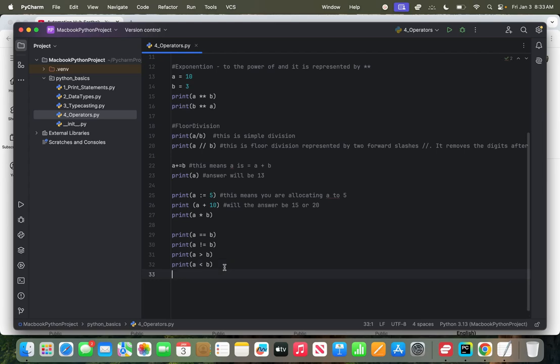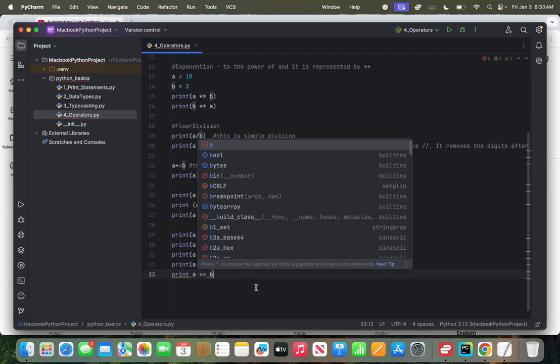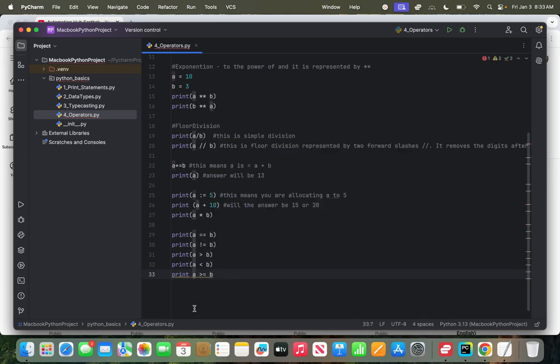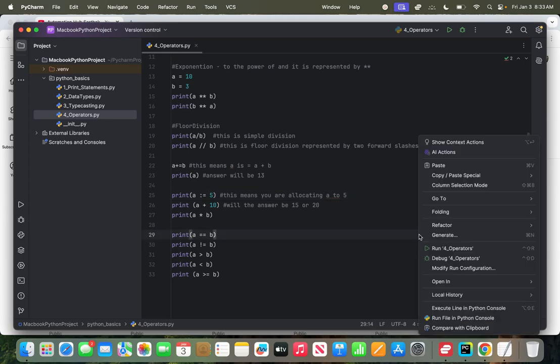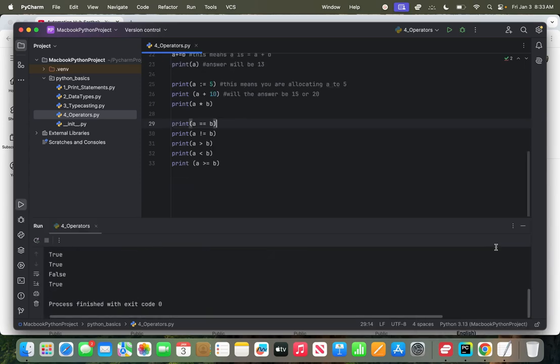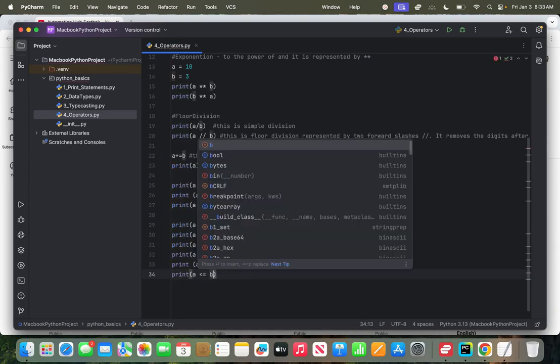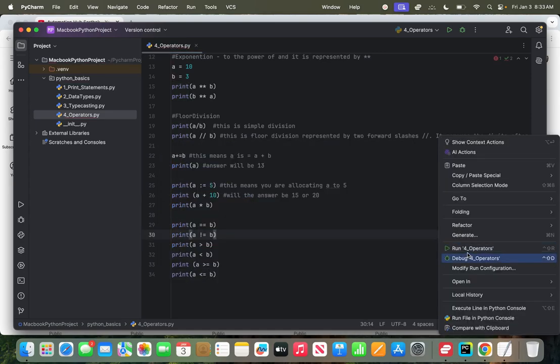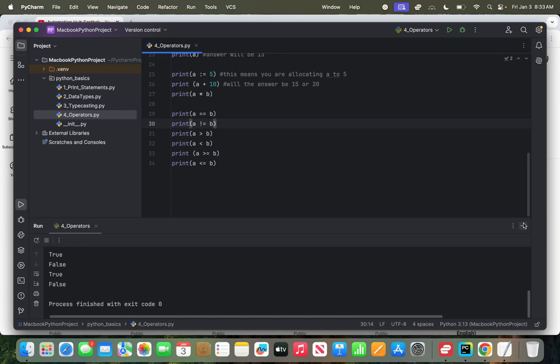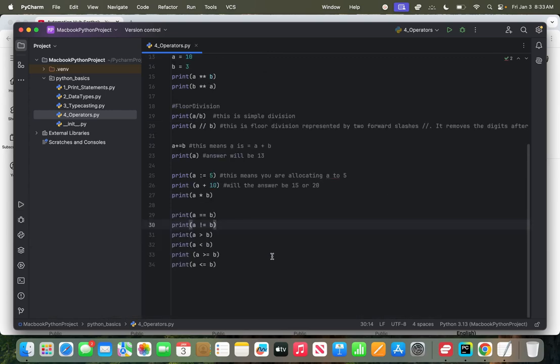Greater than equal to, print A greater than equal to B. Sorry, I forgot. Right, run, which is true. Okay, now print A less than equals to B. If you do this, right click, run, obviously false. 5 is not less than equals to 3.